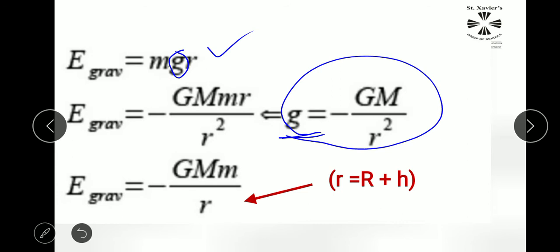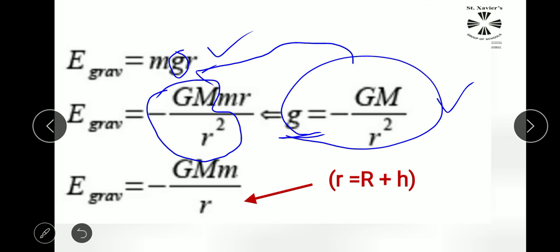Even this derivation, how we got g, we have seen in our last previous video, students, how this g is equal to minus GM upon r square. So I will put this value here, students, instead of g, and we'll get minus GM upon r square, and this m and r are as it is, students. So here we have reached till here this formula.